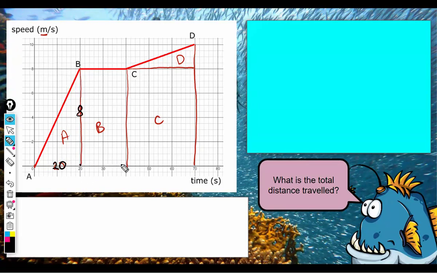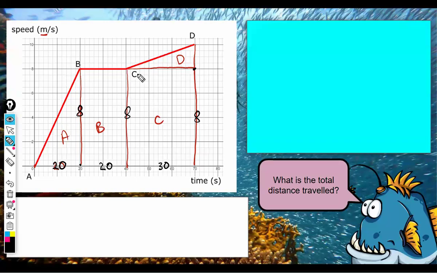From 20 to 40 is another 20. And the height is still what? 8. From 40 to 70. Remember, if you start at 40 and you move to 70, that's 30. And from here to here is still 8. I mean, from this point here.